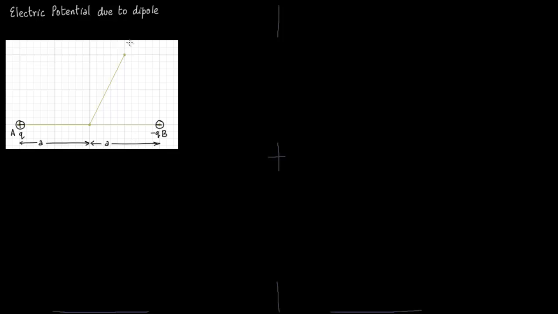Say you have the origin at the center. We want to find the potential at a point P, and this point P is at a distance r from the origin and makes an angle theta with the horizontal axis. So the coordinates would be r cos theta and r sin theta. Let us draw this. The distance is r from the origin and it makes an angle theta with the dipole. The distance from A to P is say RA, and the distance from P to B is RB.